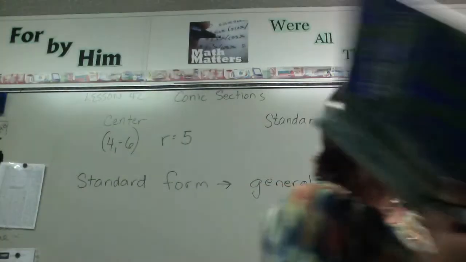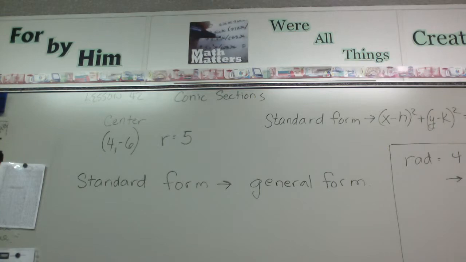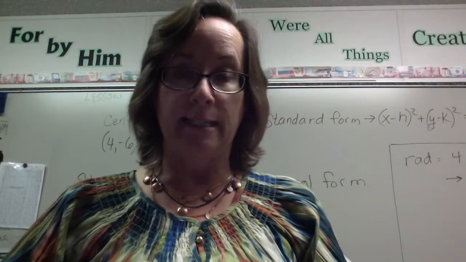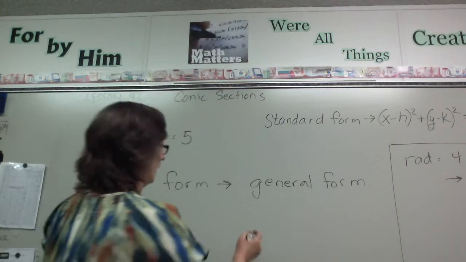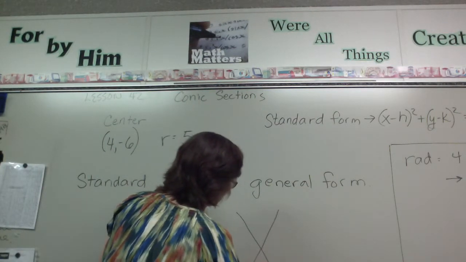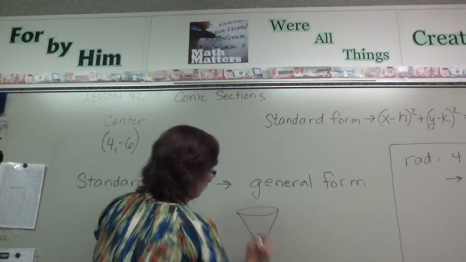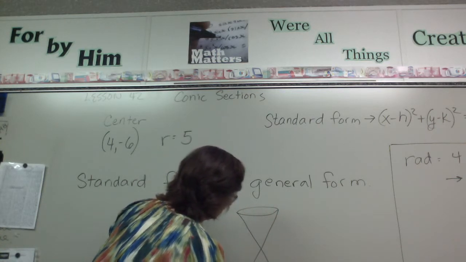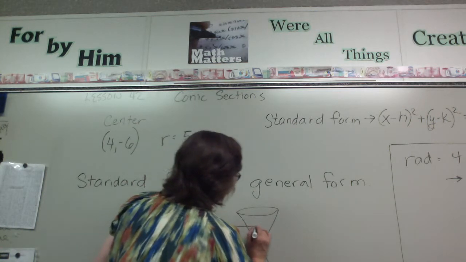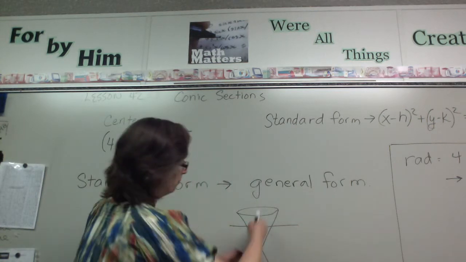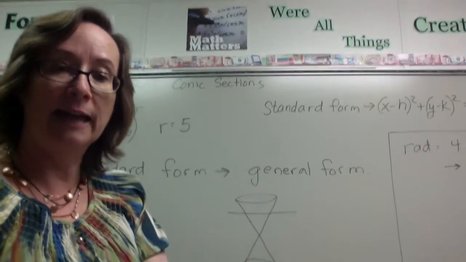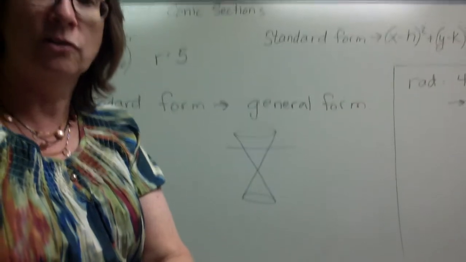Okay, so what we're doing now is working specifically on the circle, which is a conic section. Here's a cone and here's a cone, and a circle will result when we make a slice completely perpendicular to the axis of the cone, and that is a circle.